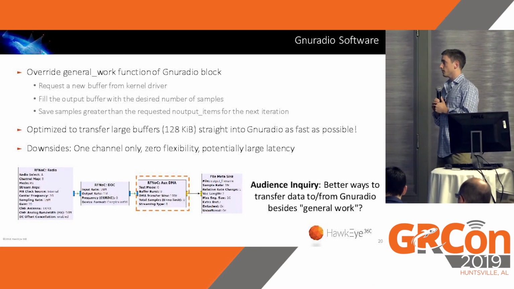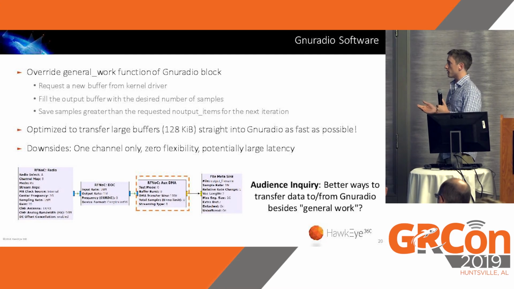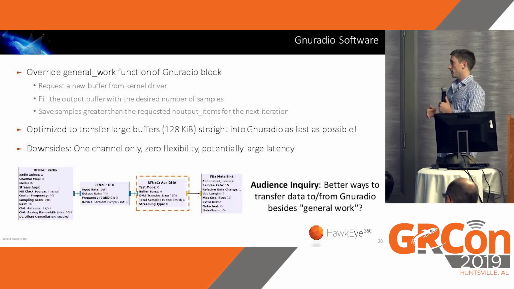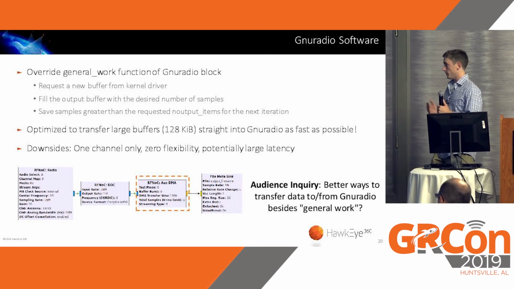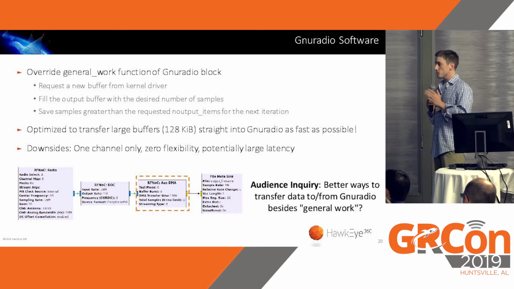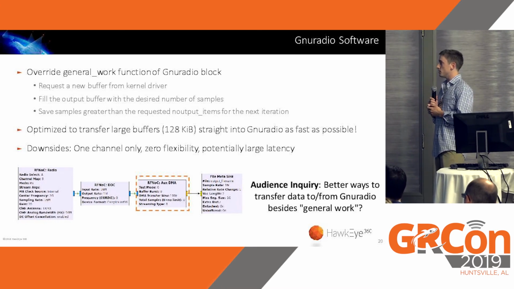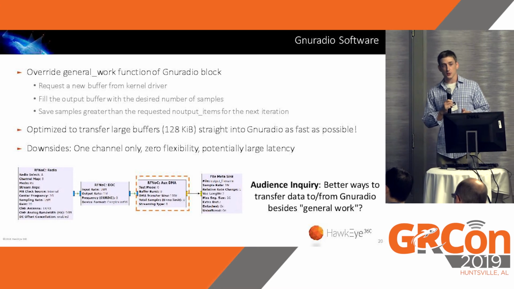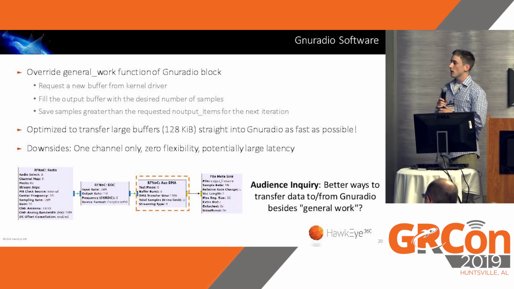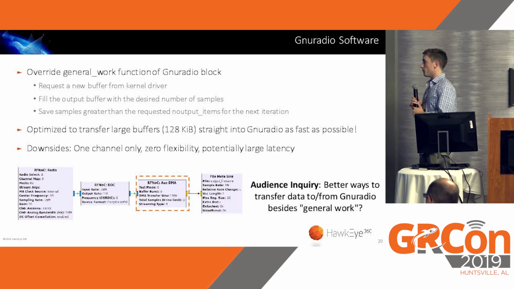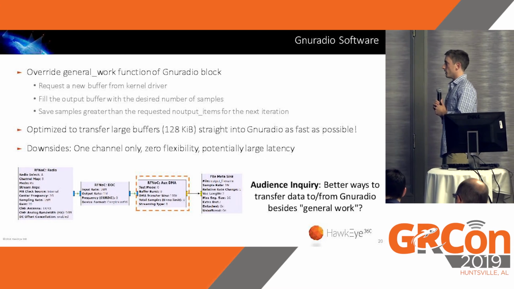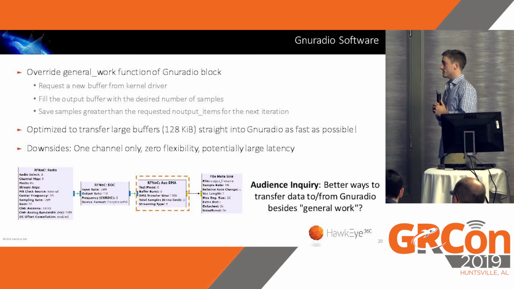The GNU Radio scheduler calls the work function, asks for some amount of samples. We fill the output buffer with samples and save the rest. Next time it's called, it fills in more data. And the goal here is that we just want to record as much as we can straight into GNU Radio. For our particular application, we didn't care too much about latency, so it makes these large buffers feasible. We only did one channel, though we could do more. Very low flexibility and large latency.